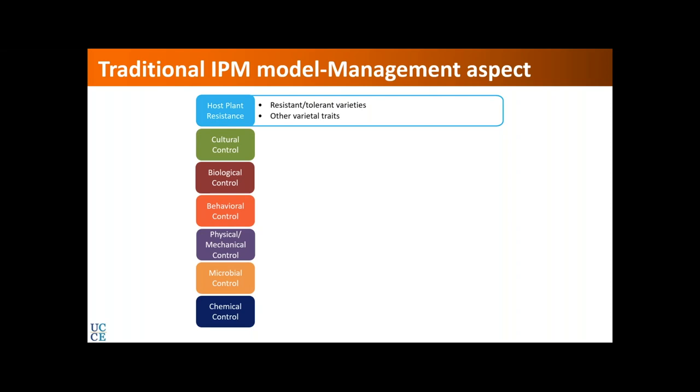Then cultural control is actually very productive because it can be done way before, right from the beginning and throughout the production season, even before the pest can occur in the field. So by adjusting the planting dates, either you plant a little early or a little late, you are avoiding a vulnerable stage of the crop from coinciding with a pest or disease incidence.